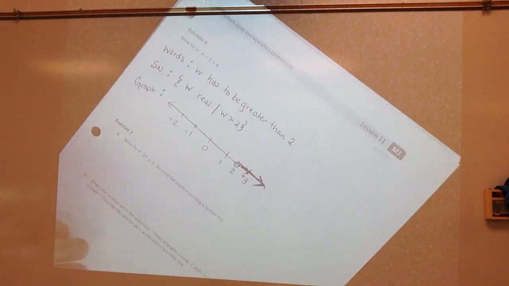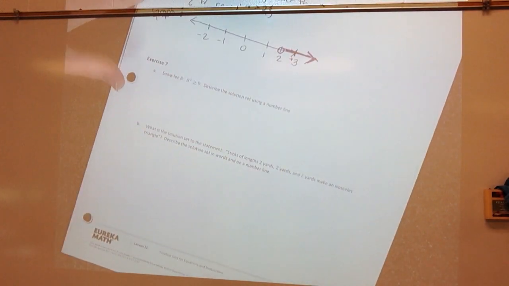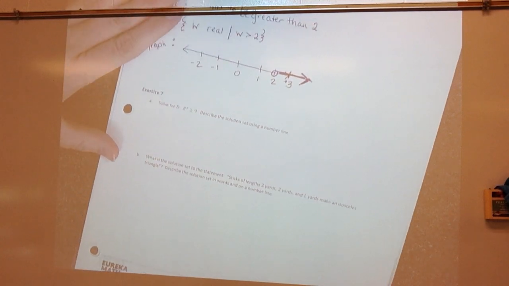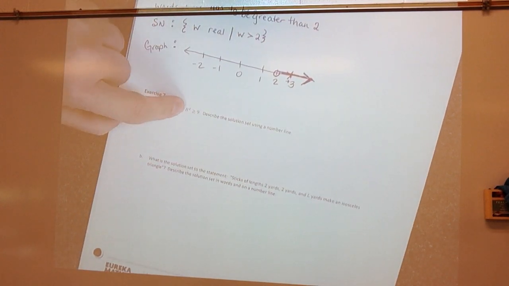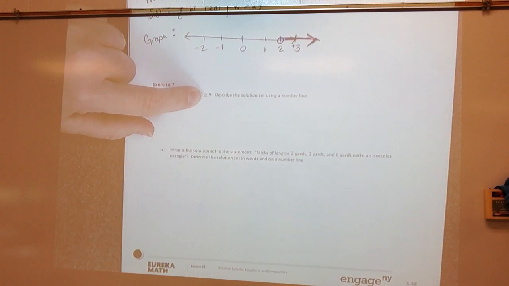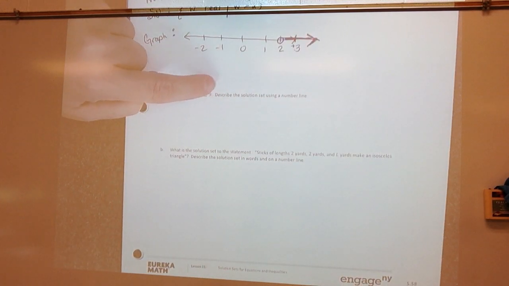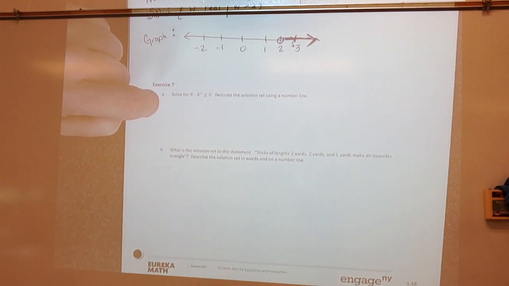All right. Let's look at the last exercise. Solve for b if b squared is greater than or equal to 9. Describe the solution set using a number line. Okay, guys? We've got to use what we know. b squared is greater than or equal to 9. So it's got to be bigger or equal to 9. So it can be equal to 9.